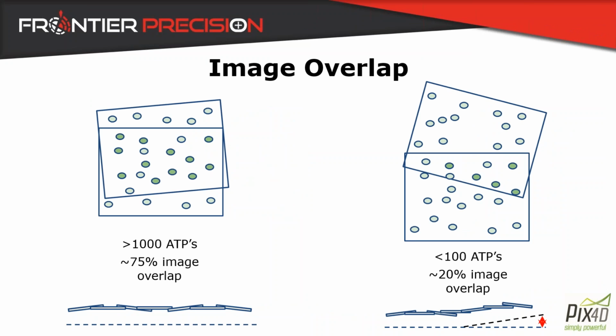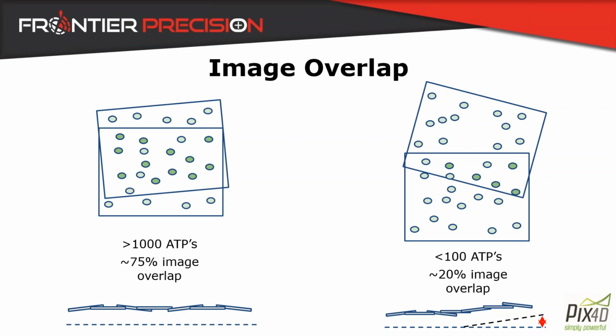Image overlap will have a significant effect on our data. As you can see in our comparison here, having an overlap of around 75% will likely produce over 1,000 automatic tie points and give us nice consistent results. However, if we do something more minimum, maybe like a 20% overlap, we're going to get a much smaller amount of automatic tie points to tie our images together. And because of these mismatches, we might see a little drift or inaccuracy in our data, as you can see on the lower right, where the images are drifting up.